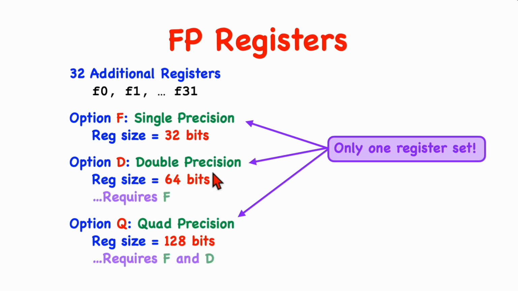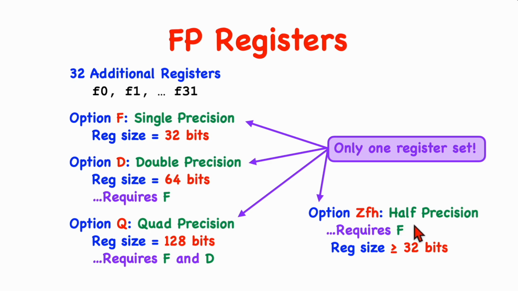Now, if anything is implemented, it will be option F for single precision. Option D is an option on top of F. It requires F. And option Q is an option on top of that. So if option Q is implemented, then you've got single and double precision instructions as well as quad precision instructions. There's also another option that includes half precision. Half precision numbers are 16 bits in size, and this requires that single precision be implemented. So the registers will be at least big enough to hold a half precision value.